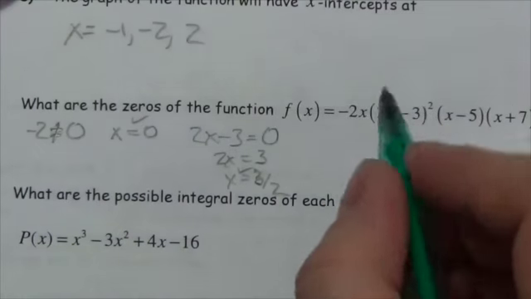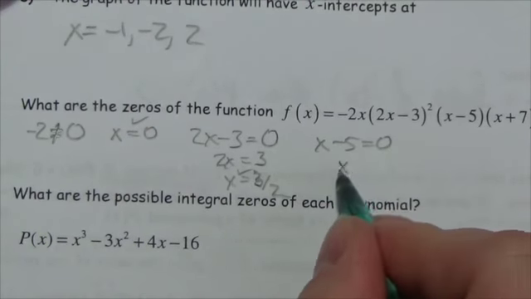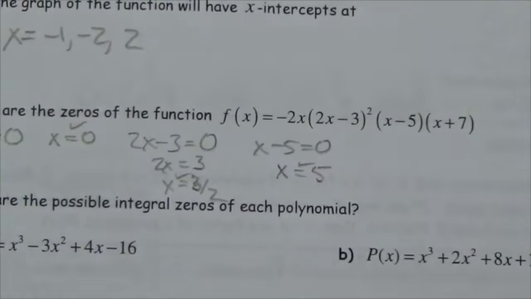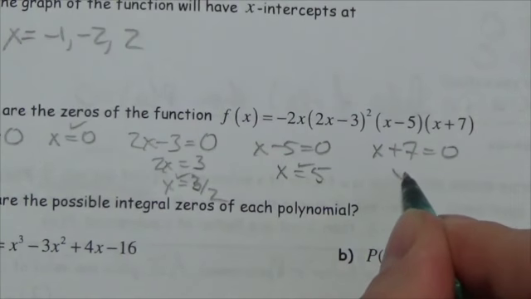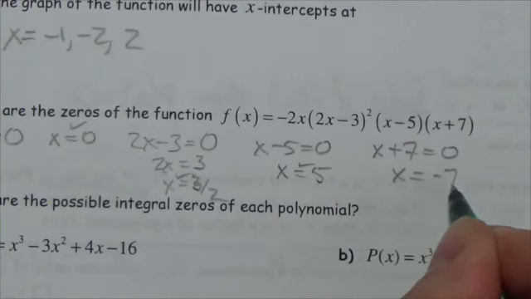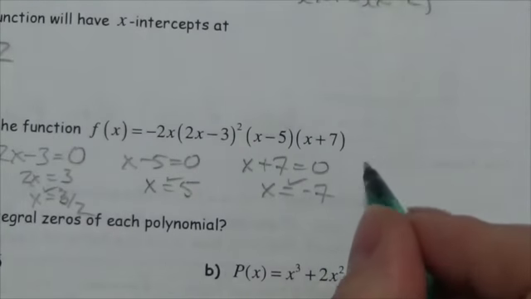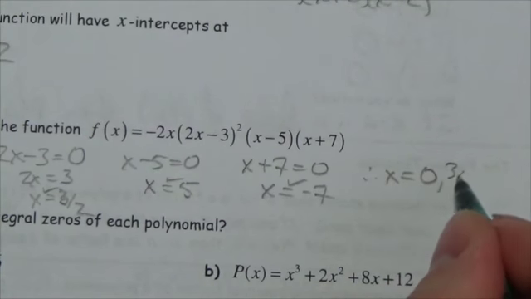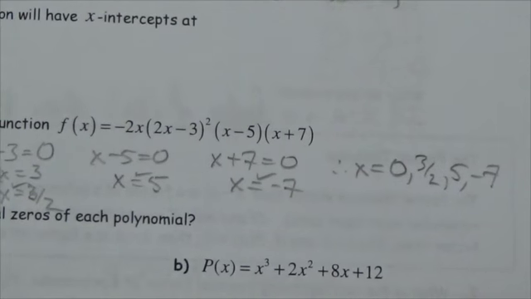Okay, the next factor that I see is this x minus 5. Could x minus 5 equal 0? Yep, as long as x was equal to 5. There we go, that works. And finally, I've got x plus 7 equal to 0. And could that be equal to 0? Yep, as long as x is equal to negative 7. So there we go. Our possible zeros here are going to be 0, 3 halves, 5, and negative 7.